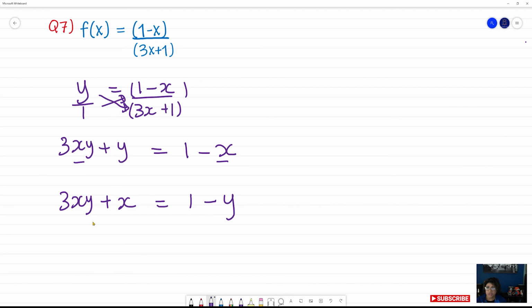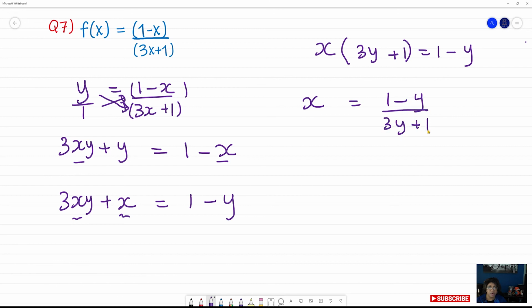Next step then is to factorize to have this x freed up. So now I've got x in the bracket 3y plus 1 equals 1 minus y. Now to have x the subject, x is equal to 1 minus y over 3y plus 1. So this is now the third step. We need to swap the y's and x. So this is going to be y equals 1 minus x over 3x plus 1.